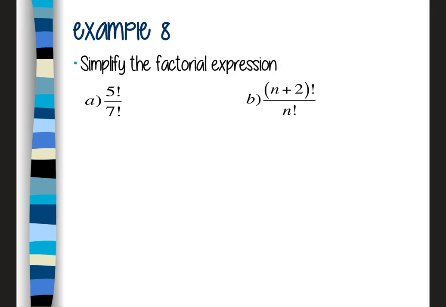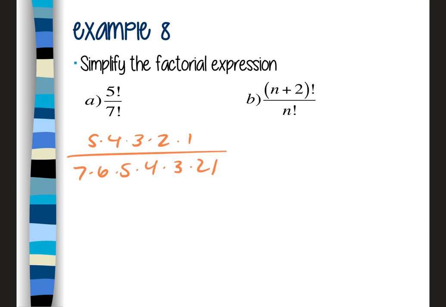All right, example 8 says simplify the factorial expression. So instead of multiplying out 5, 4, 3, 2, 1, and 7, 6, 5, 4, 3, 2, 1, all you have to do, and this is like a shortcut, but you're going to use this a lot, is take the bigger number. So in this case, 7 is the bigger number, right? And you break it down until you hit the smaller number.